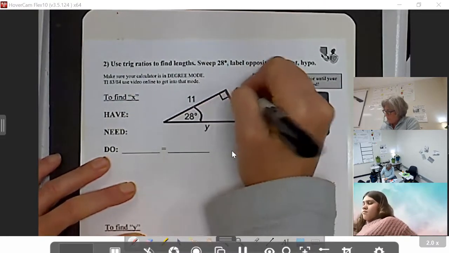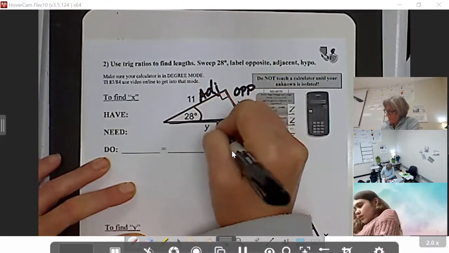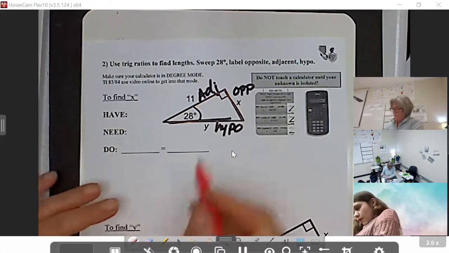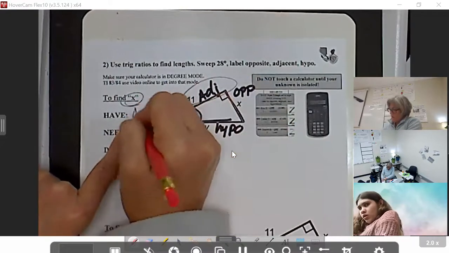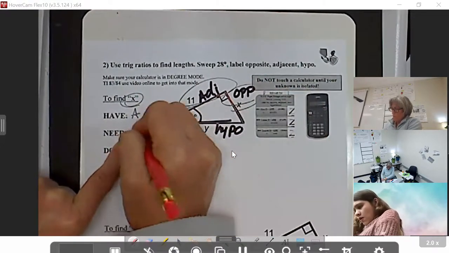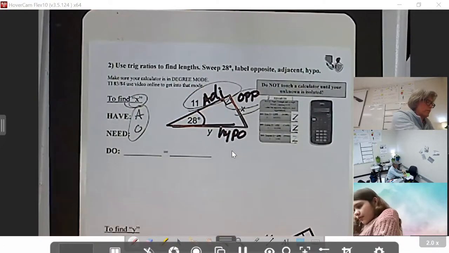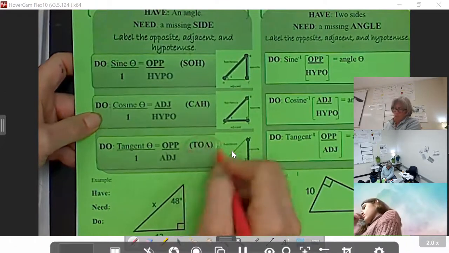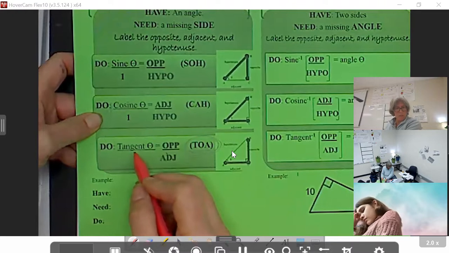That would make this opposite, this adjacent, and the y is your hypo. We're going to go for x. We have the adjacent. We want the opposite. I have an AO combo. Now, it doesn't matter whether it's AO or OA. Any combo of OA-AO goes with this tangent ratio.